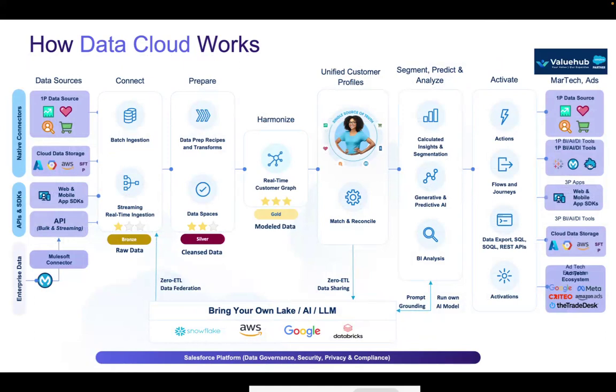With native connectors, you can connect to different systems with first-party and third-party data, and you can connect your third-party applications via APIs and SDKs, and also with MuleSoft and Enterprise Data Platform. You could bring the data from different sources using batch ingestion or streaming real-time ingestion. You could perform some data transformations or preparations, and then harmonize the data using model entities. And then you can unify the customer data, called the golden record, using matching rules and reconciliation rules.